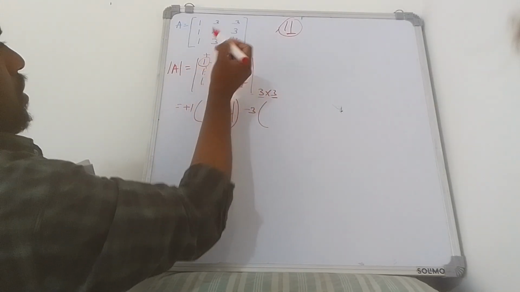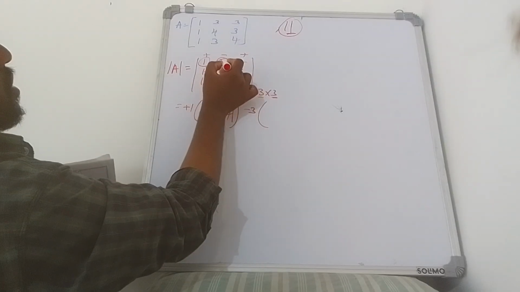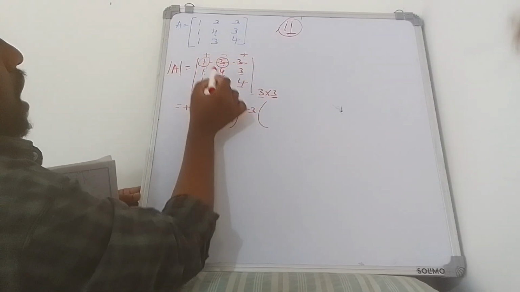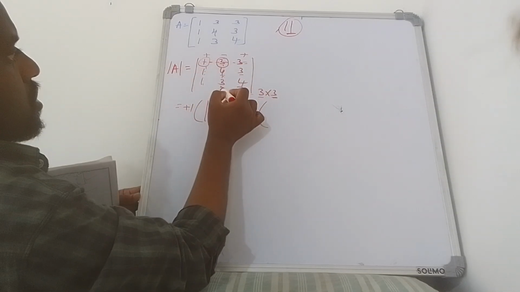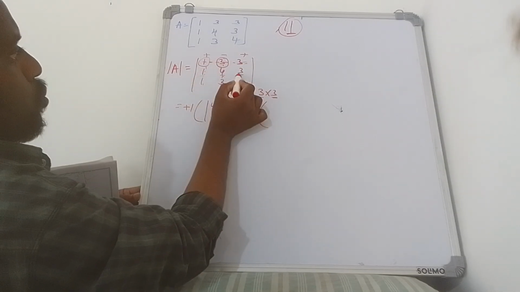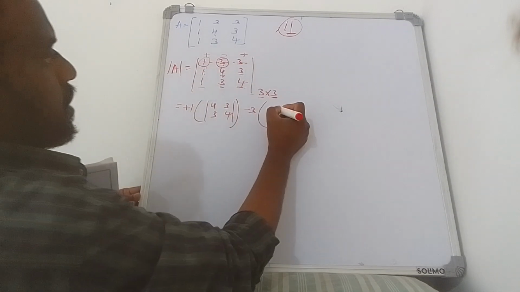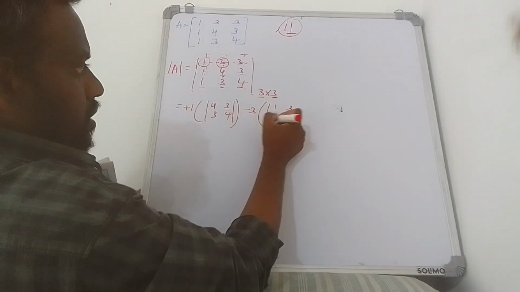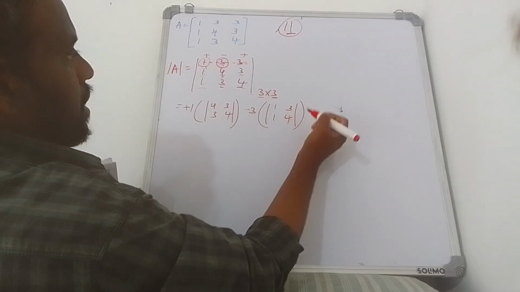Now 3 I have taken. So 3 is present in this row and this column. Assume this row and this column are not there. We are left with this 1 3 1 4, right here. Take the determinant. Close the bracket.